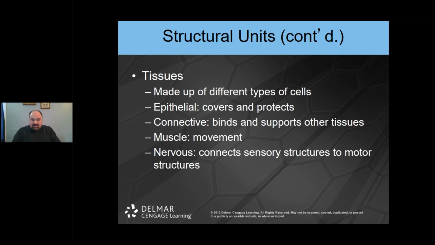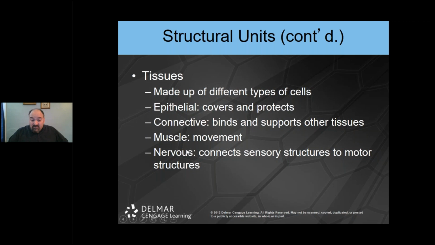So tissues are made up of cells, right? And so the tissues, they're made up of different types of cells. Now you need to know these different specific types. There are 4 basic types of tissues, okay? Epithelial, connective, muscle or muscular, and nervous tissue, okay? The epithelial tissue covers and lines, we'd say protects. Connective tissue binds and supports.